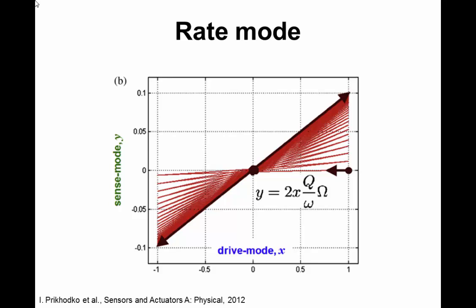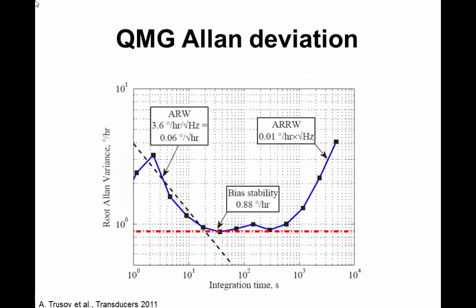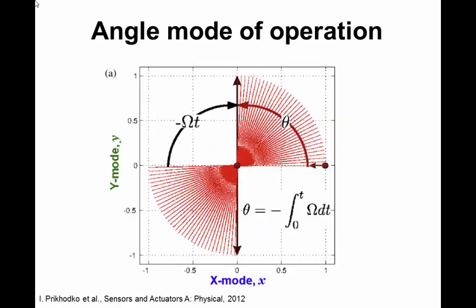And in a case where you're, say, preserving the amplitude of the motion in a drive mode, you would find increasing energy then being coupled into that sense mode through that sort of configuration. So these devices, because of the ability to mode match, the early devices had improved bias stabilities compared to some of the other approaches that I've talked about. And in a rate mode, some of the best angle random walk measurements that have been reported in the literature.